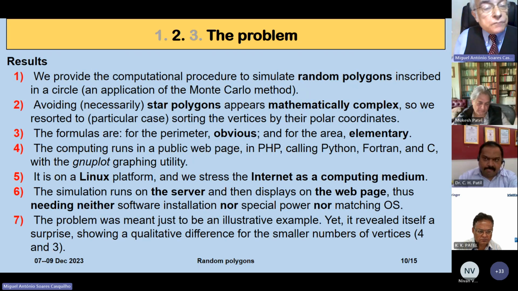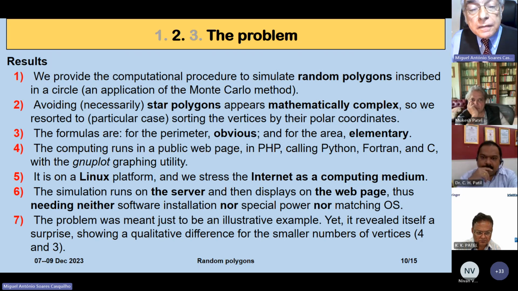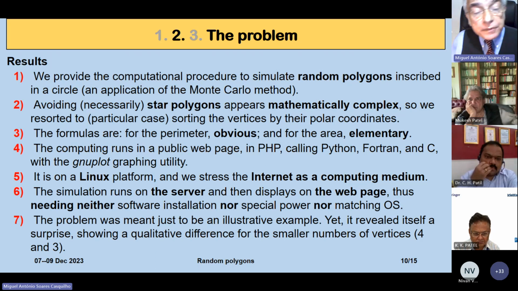So, results. We provide the computational procedure to simulate random polygons inscribed in a circle, an application of the Monte Carlo method. Avoiding star polygons appears mathematically complex, so we resorted to, in this particular case, sorting the vertices by their polar coordinates. The formulas are, for the perimeter, obvious, and for the area, after all, elementary.